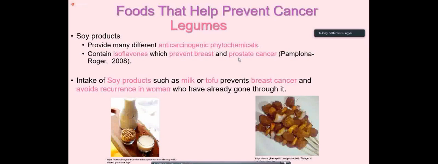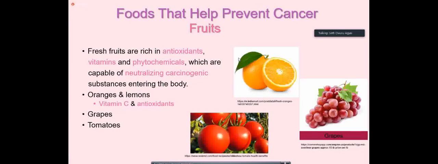Now, these substances contain isoflavones, and these prevent breast and prostate cancer. And today our focus is on breast cancer. So we should increase the intake of soy products because they help protect our bodies from cancerous cells developing inside the prostate, the prostate cancer. We have another group of fruit.